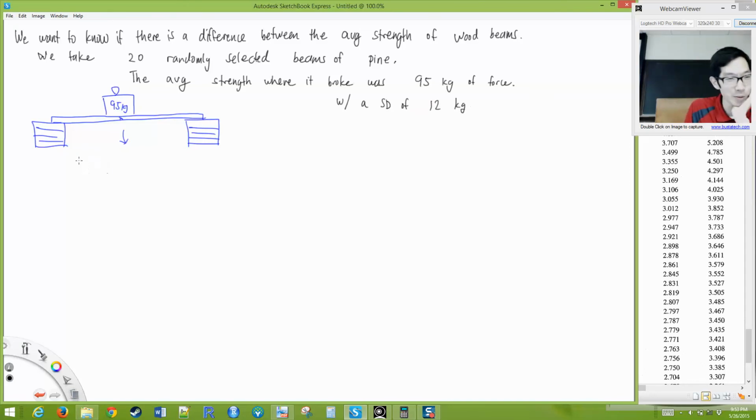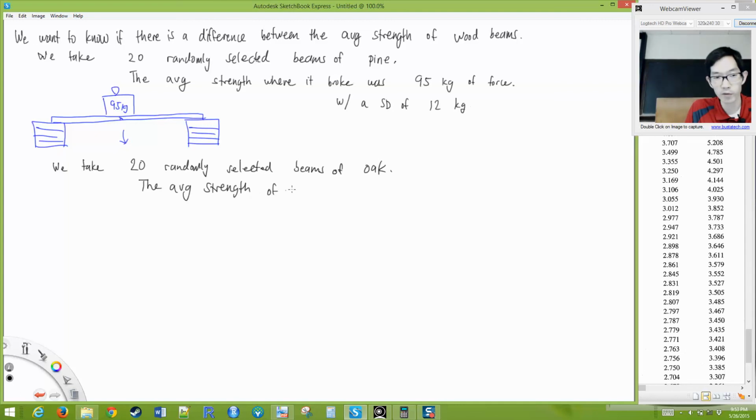So then we take 20 randomly selected beams of oak, and then we'll say the average strength of breaking is 109 kilograms of force with a standard deviation of 16 kilograms.